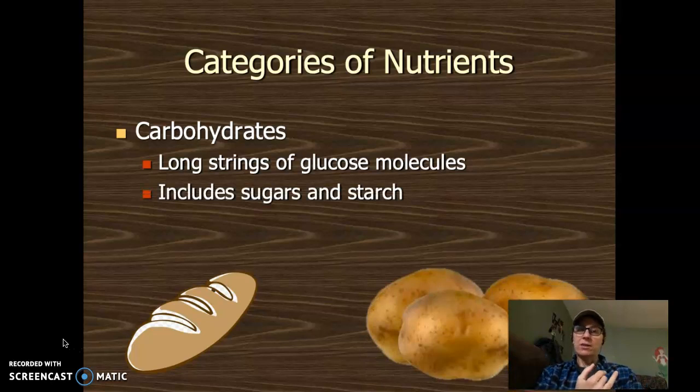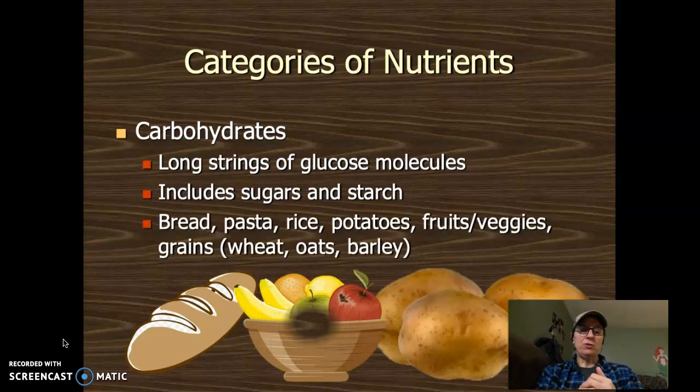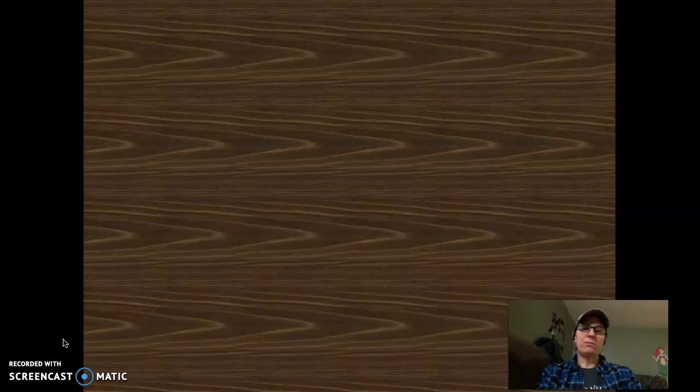Sugars, like the sugar that you sprinkle on your cereal in the morning, or if you're like my father-in-law used to, he would put it on his spaghetti. Starches, like in bread and potatoes. And bread and potatoes are two types of carbohydrates, but you also have to remember pasta, rice, fruits and veggies. Those have the good carbohydrates, and grains such as wheat, oats, and barley. So all of those are different types of carbohydrates.